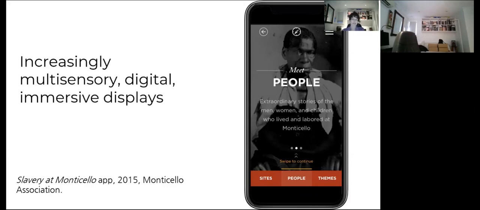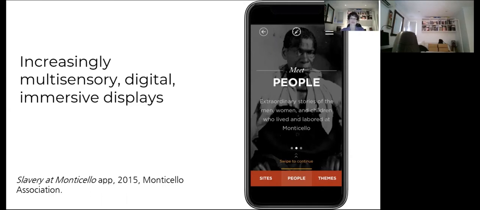A recent example of this is the 2015 app, Slavery at Monticello, Life and Work on Mulberry Row, which tells the stories of those who worked at Thomas Jefferson's 5,000-acre plantation in Charlottesville, Virginia. These stories are deliberate interventions in the dominant narrative of Jefferson's life and home. In the promotional material for this app, the viewer sees an image of Jefferson and is told that, quote, "History is typically told through the eyes of well-known historical figures, but that is only one perspective," end quote.